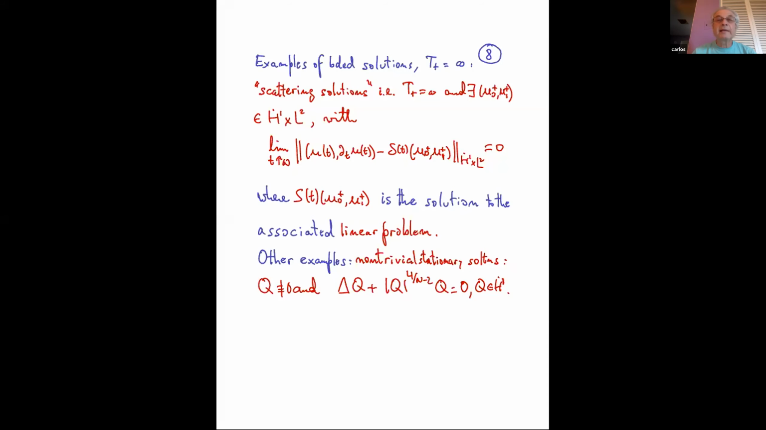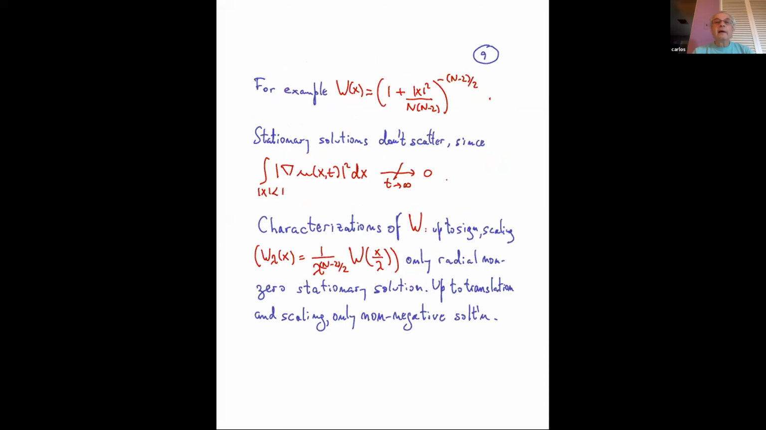And let me give you an example of such a solution. W of x, which is (1 plus |x|^2 over n(n-2)) to the minus (n-2)/2. This solution is well known in the Yamabe problem, but it was discovered a long time ago at the beginning of the 20th century in connection with the Sobolev embedding inequality. Now, it was discovered by Bliss. Stationary solutions don't scatter.